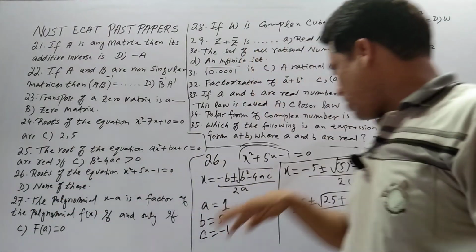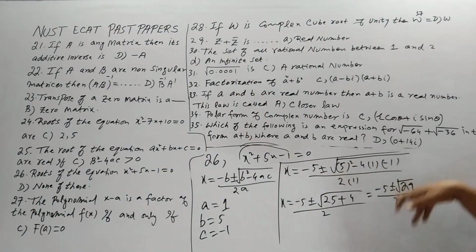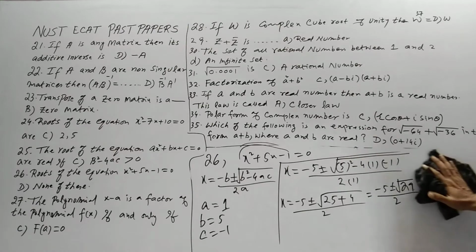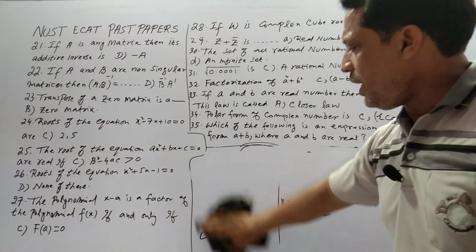A option is not this, B option is not related to this, C option is not the same as our answer. So the last option is D, none of these. Hope you understand. Now next.